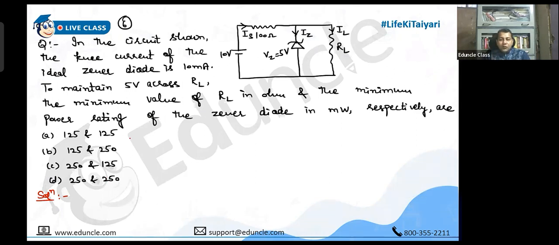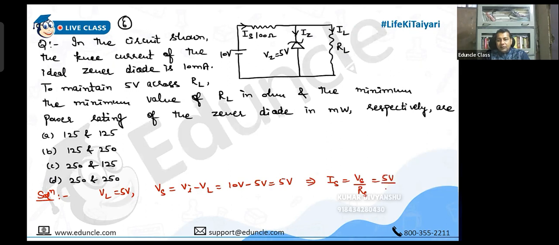So in this type of question, you need not check whether the zener is off or on, because it is given that you are maintaining 5 volt across RL. So it means VL is 5 volt, fixed. So what will be VS? V input minus VL, that is 10 volt minus 5 volt, that is 5 volt. So it means IS will be VS by RS, that is 5 volt by 100 ohm, 0.05 ampere.